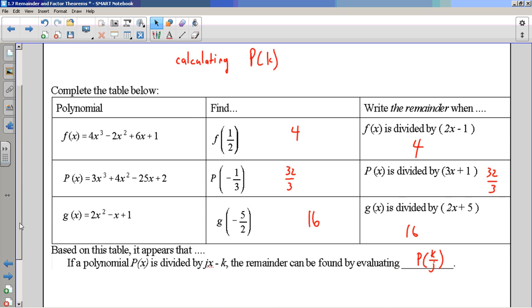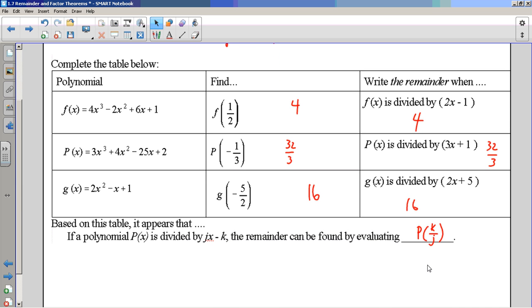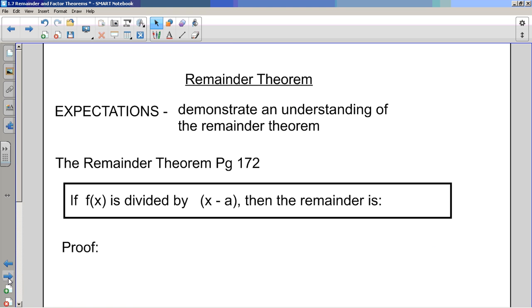Now, what's kind of strange, and hopefully you got that okay, is why do we care about remainders? Well, we'll see soon why we care about remainders, but this pattern leads to what's called the remainder theorem. The remainder theorem is on page 172, and this in the box is the remainder theorem. If f(x) is divided by x minus a, then the remainder is f(a), right? We saw that. All we had to do is substitute into the original function the value that makes this bracket 0, and then we get the remainder.